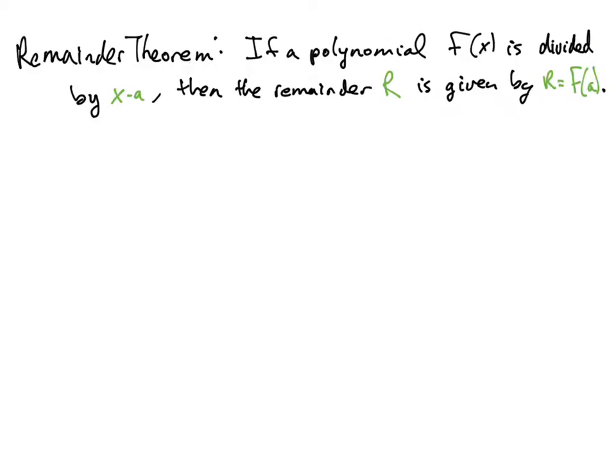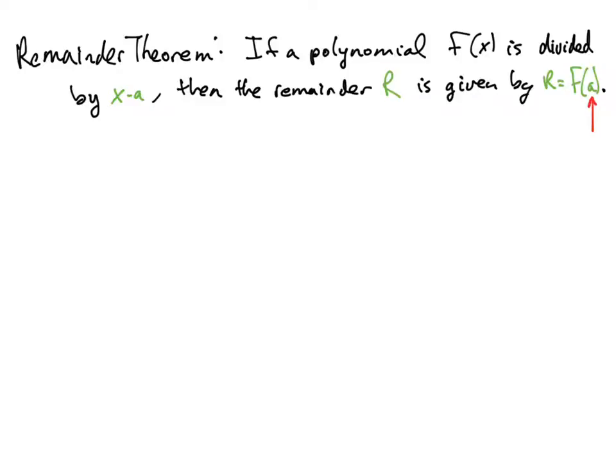Now, these next few examples, we're going to be exploring a few theorems that have to do with polynomials. The first one says, if a polynomial f of x is divided by x minus a, then the remainder, called r, is given by r equals f of a. What this means is, to quickly determine the remainder during the division of polynomials, we can just input that value a into the function, and that'll tell us right away what the remainder is.